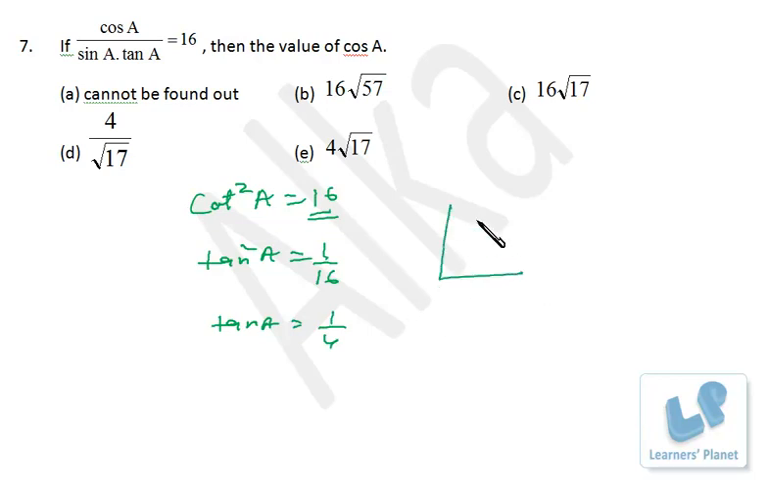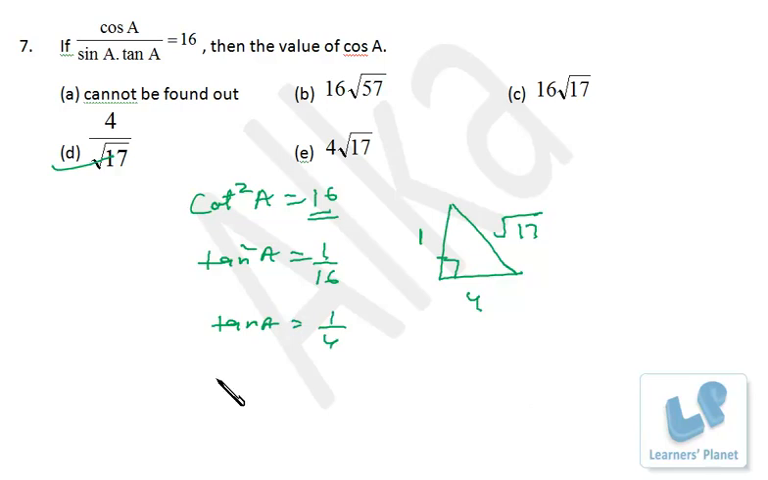Now in a right angle triangle, if we see, this is the perpendicular, this is the base, so this must be the hypotenuse, that's root 17. Now if you wish to find out, cos a will be what? Base by hypotenuse. So 4 by root 17, as simple as that. Okay.